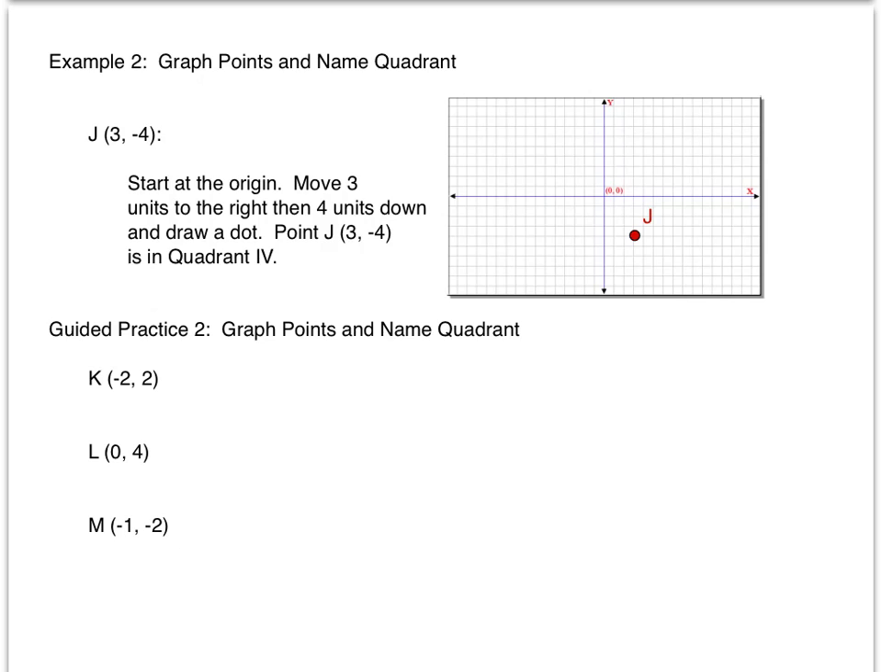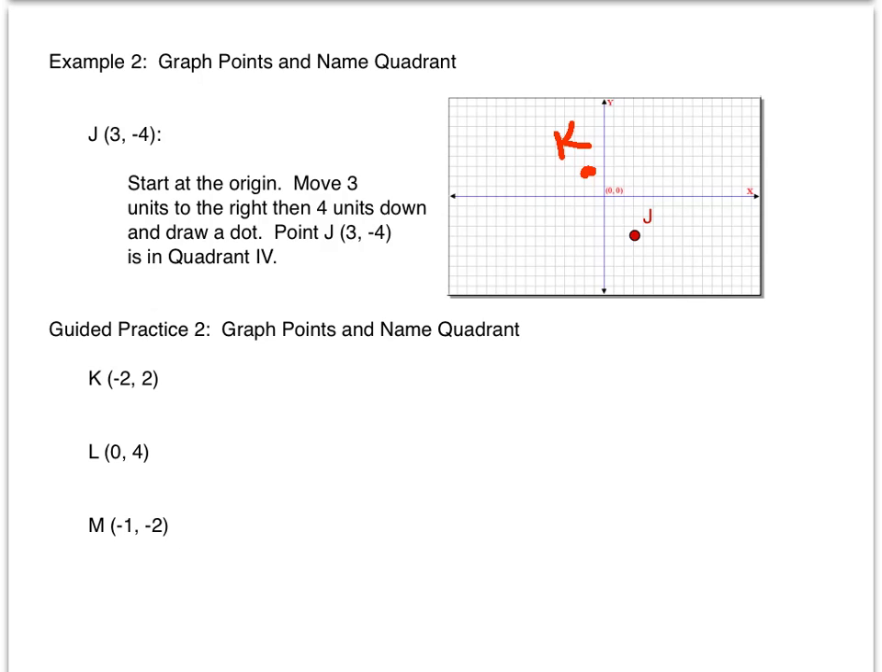For guided practice 2, we'll draw points for K, L, and M. Keep in mind this stylus is going to be quite large compared to this small coordinate plane, so I'm not going to be really exact. For K, we have (-2, 2). Because the x is -2, we're going to start at the origin and move 2 to the left, and the y is +2, so we're going to go 2 up.